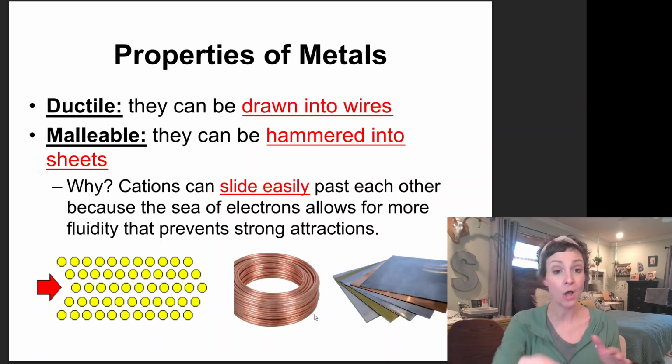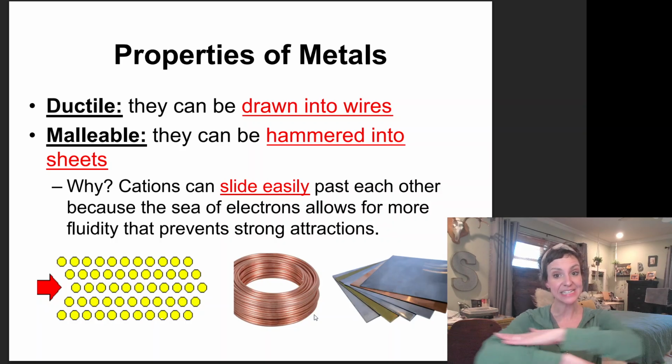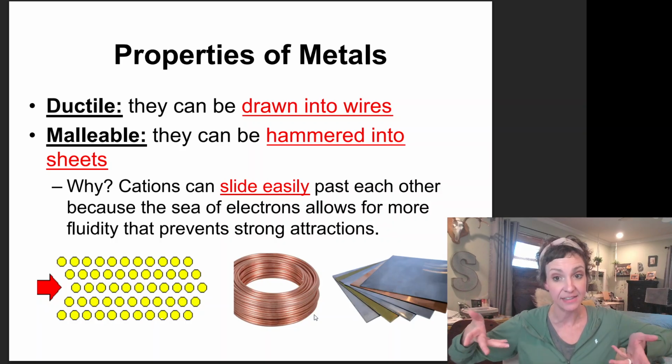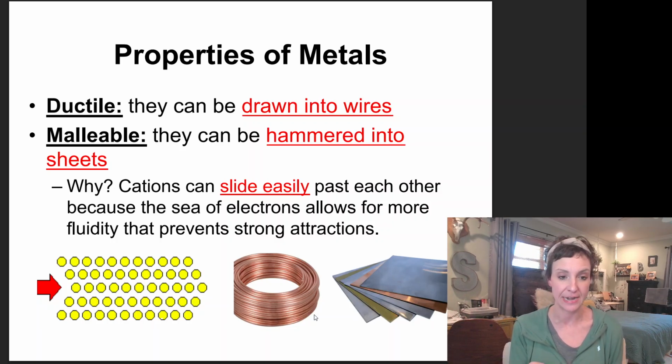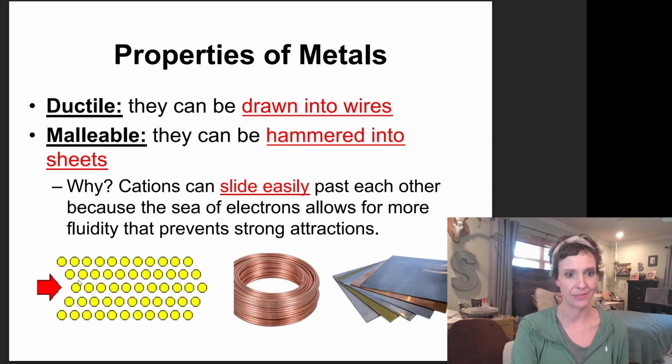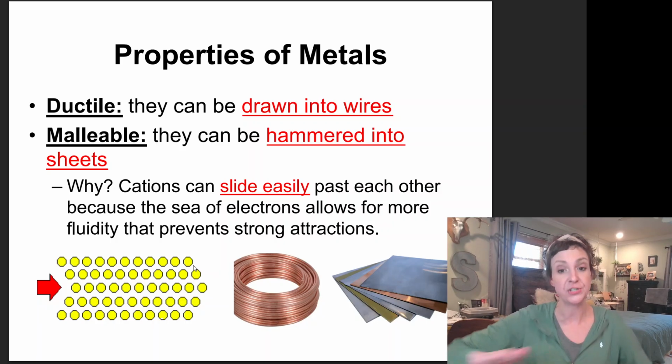Okay, the reason why is that the cations can slide easily past each other because of this sea of electrons, which allows for more fluidity, right? So here's a little picture. It's showing that, ooh, I can draw it and slide it. Our other term is malleable. That means they can be hammered into flat sheets.